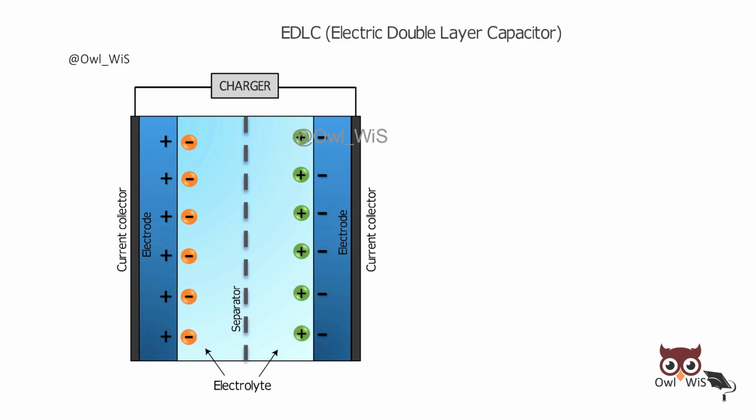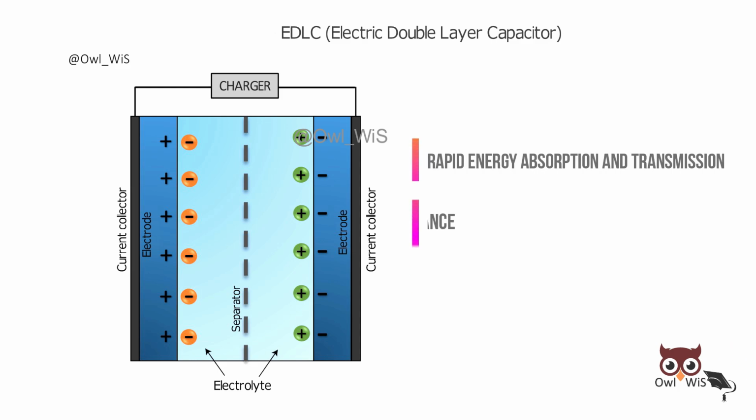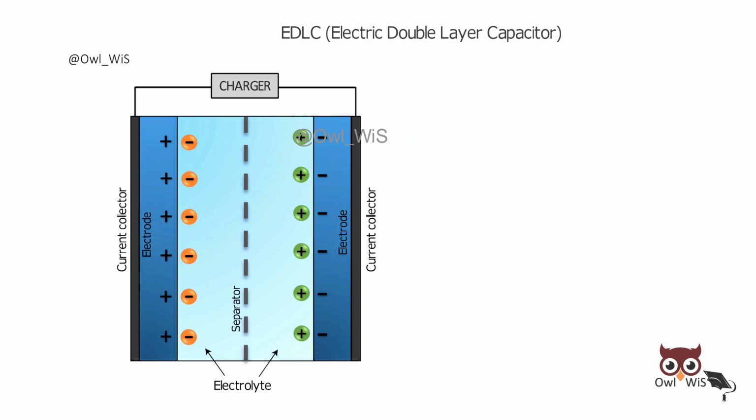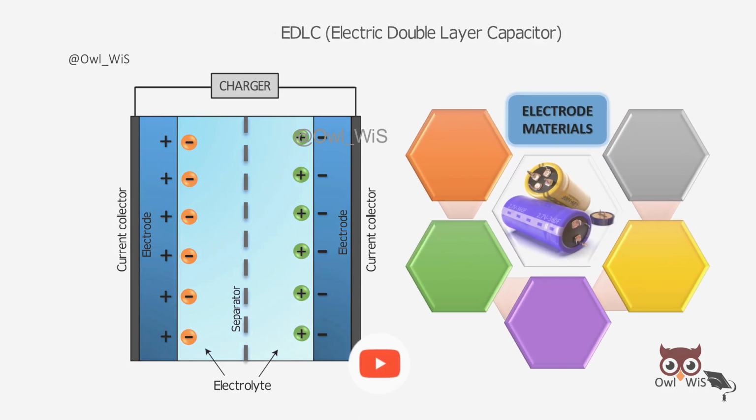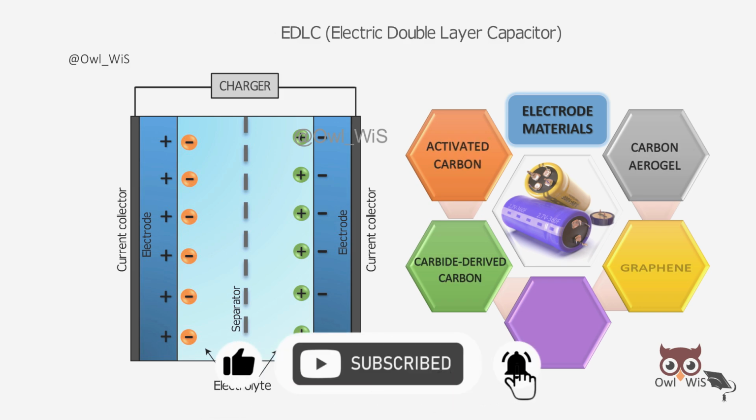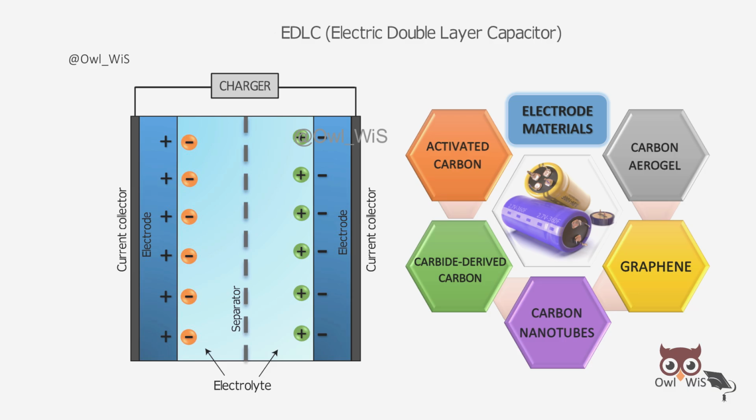Therefore, the EDLC storage mechanism allows for rapid energy absorption and transmission and improves power performance. Also, EDLCs have the ability to withstand millions of cycles. The electrode materials used for EDLCs include activated carbon, carbon aerogel, carbide-derived carbon, graphene, and carbon nanotubes.